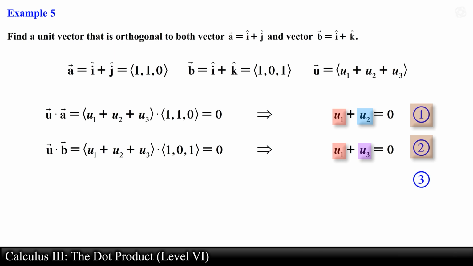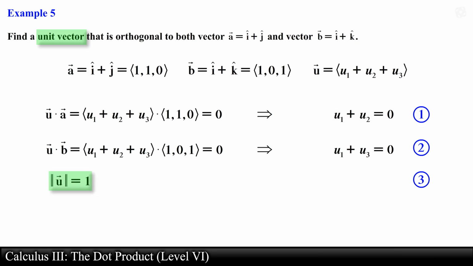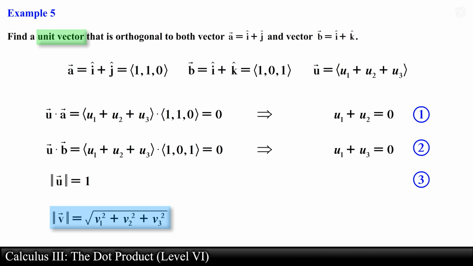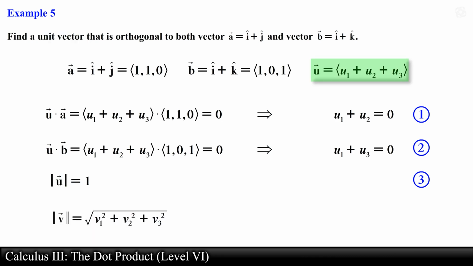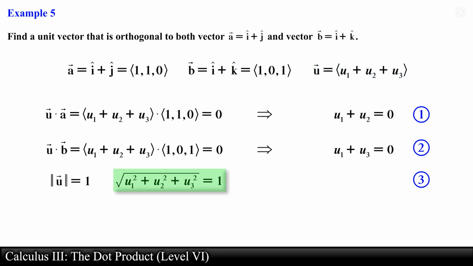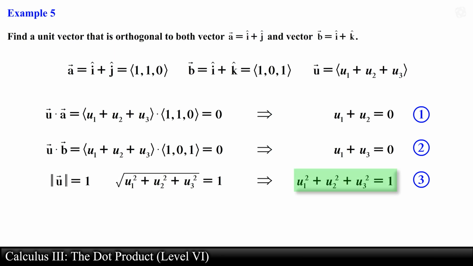Where can we obtain an additional equation? Well, recall that vector u is a unit vector. This means that its magnitude is equal to 1. So, if we use the formula for computing the magnitudes of vectors and set it equal to 1, we are able to obtain a third equation. So, substituting the unknown components in the formula and setting it equal to 1, we obtain the following. And taking the square of both sides, we obtain our third equation.